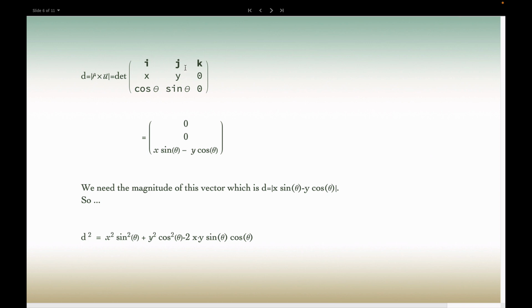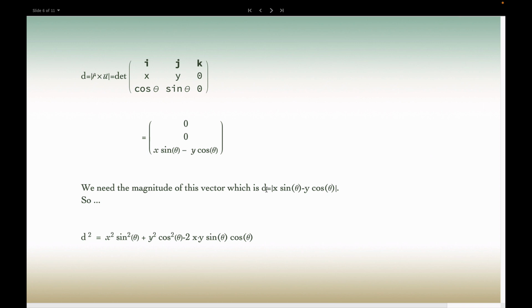Here's how we can compute the cross product. The vector r is x, y, 0, position vector for the mass. The direction vector for our axis is cosine theta, sine theta, 0. And computing this cross product gives you a vector 0, 0, x sine theta minus y cosine theta. And it's the magnitude of this vector that we want. So we just take the absolute value of this component.